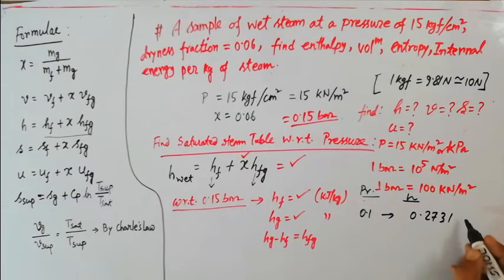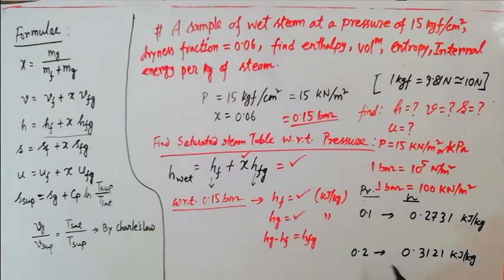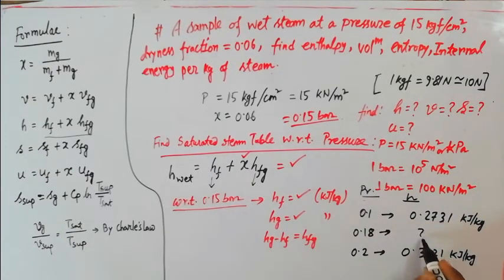Suppose the enthalpy according to 0.1 bar pressure is given as 0.2731 kilojoule per kg, and 0.2 is showing 0.3121. I am taking all these arbitrary values. Now you are trying to find 0.18, whatever it is, you have to find this one. I am taking it as x. So what will be the interpolation procedure? If you are trying to find this x value, you have to write the interpolation principle.